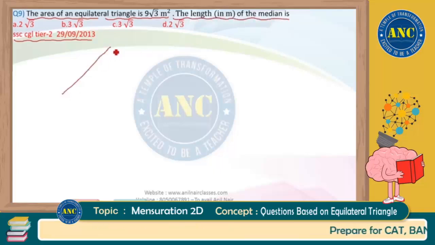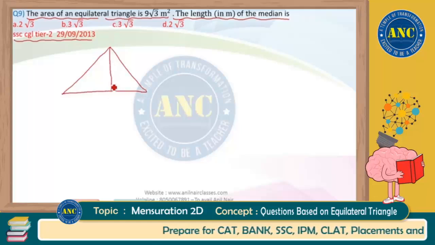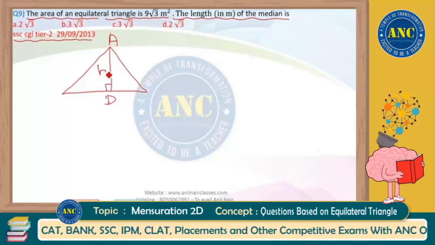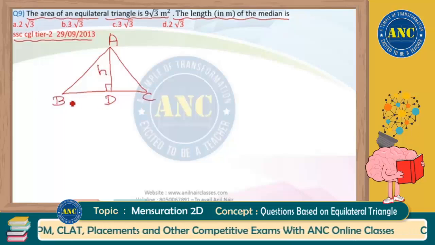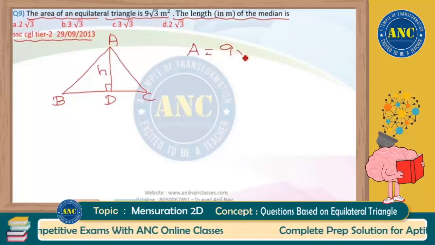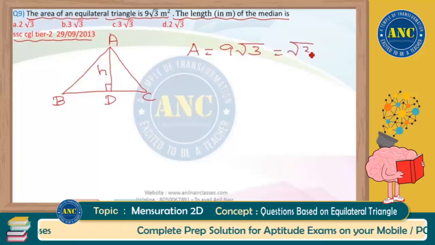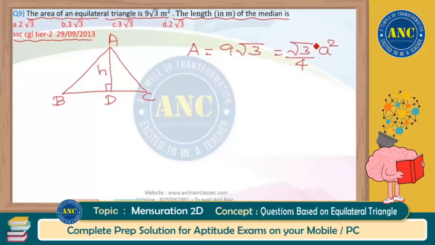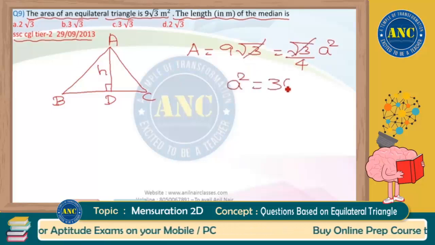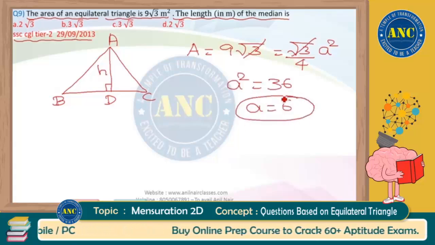Now, I already told that the median is nothing but the altitude for an equilateral triangle. That means if I call this altitude AD, which I call height H, ABC is an equilateral triangle. Area is given as 9 root 3. Area of an equilateral triangle is root 3 by 4 into a square. In general, root 3 cancels. So a square will be 9 into 4, 36. The side is nothing but 6 centimeter, right? 6 meter in fact in this question.